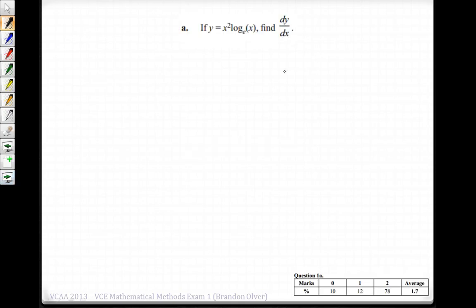Alright, so question 1 asks us, if y equals x squared log e of x, find dy dx, the derivative. So the first thing we've got to work out is that this is two functions multiplied together. So we might call the first function u equals x squared, and the second function v equals log e of x.